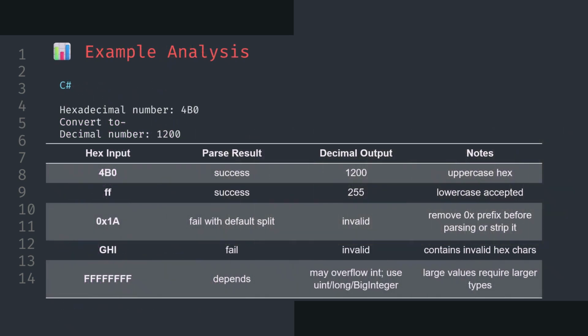Here are some examples showing the behavior. Note that TryParse expects plain hex digits. If your input has a 0x prefix, strip it first. For very large hex values, prefer long.TryParse or System.Numerics.BigInteger.Parse with the hex string and NumberStyles.HexNumber to avoid overflow.